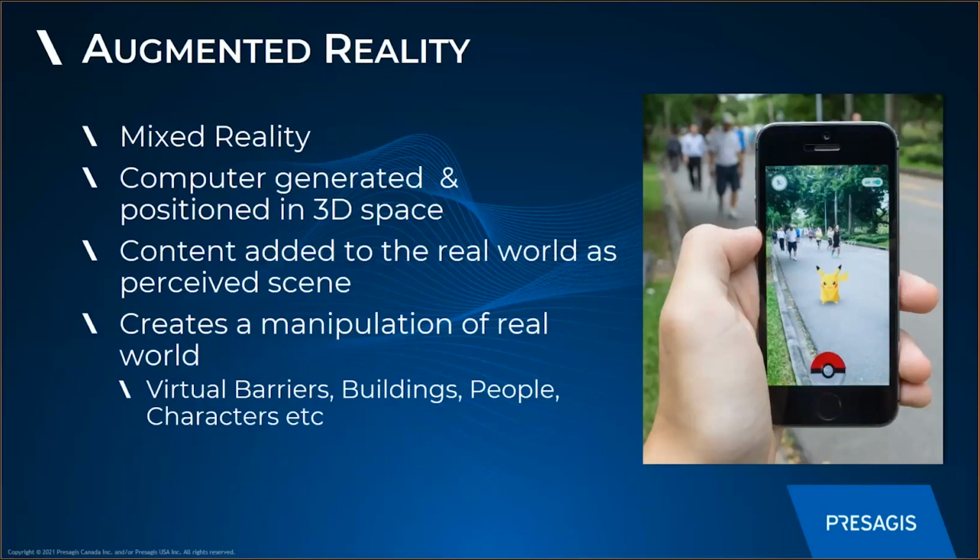The idea is we're adding content to the real world as if it was there. The computer's generated it, and to all intents and purposes, it exists, but you just can't physically touch it. What it's doing is manipulating the real world. So we can then do things like add virtual barriers, buildings, people, or characters in this case. So as I mentioned, there are two types of augmented reality: the 2D flat representation superimposed on what you see, and the 3D augmented reality where we're actually interacting with depth perception within that visual scene.